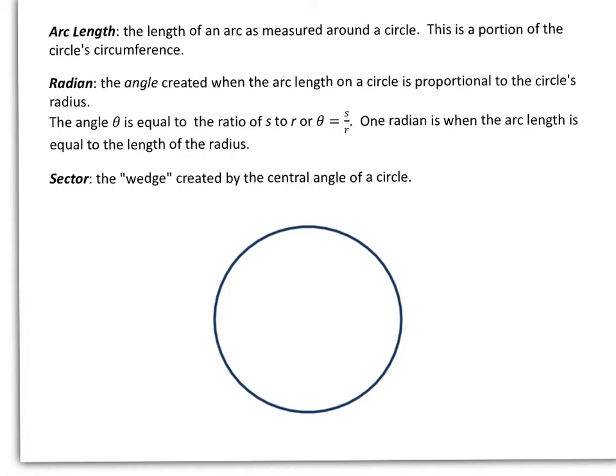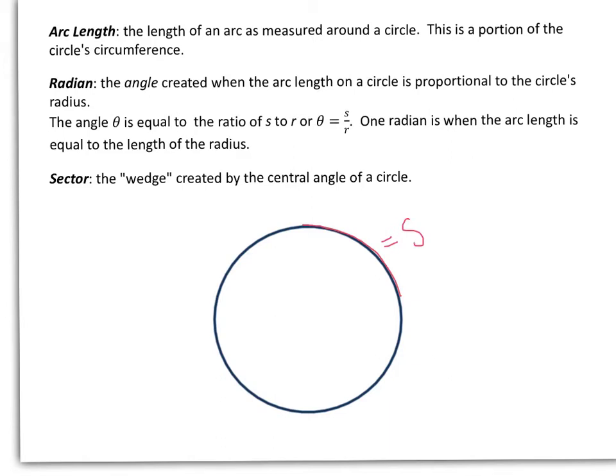The first is the term arc length. It's the length of some section of the circumference measured around a circle. And we always label that with the variable s.